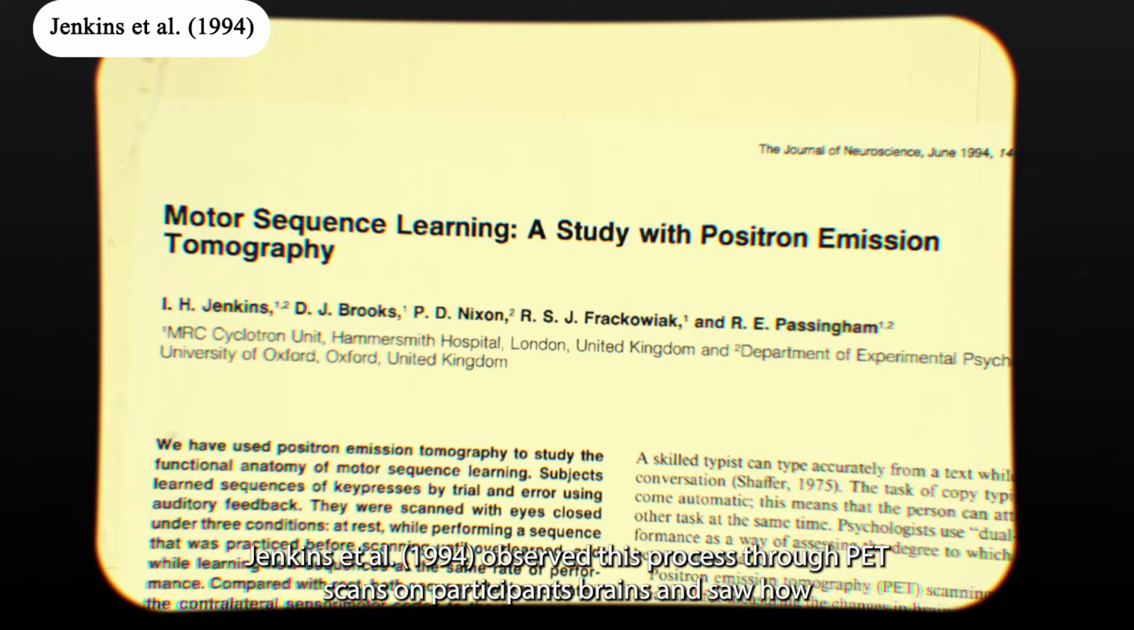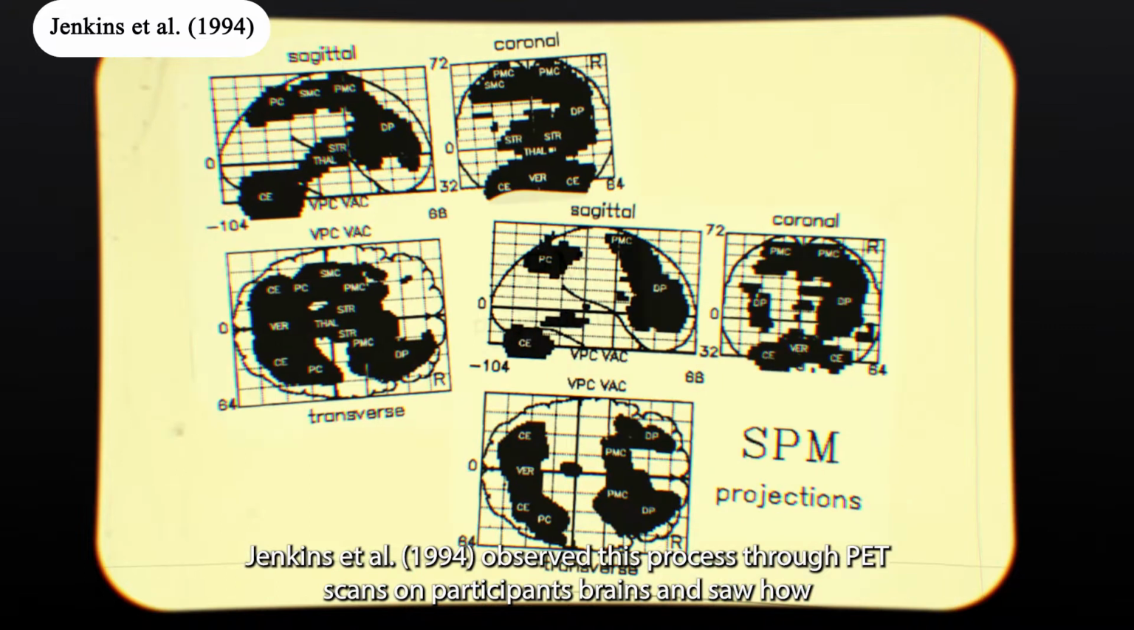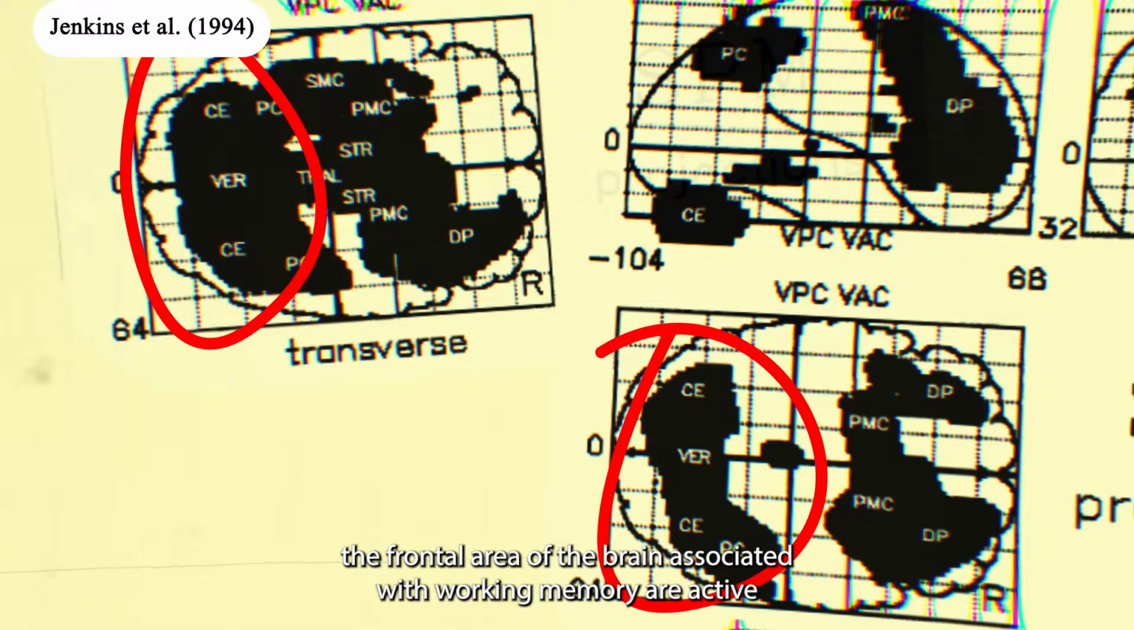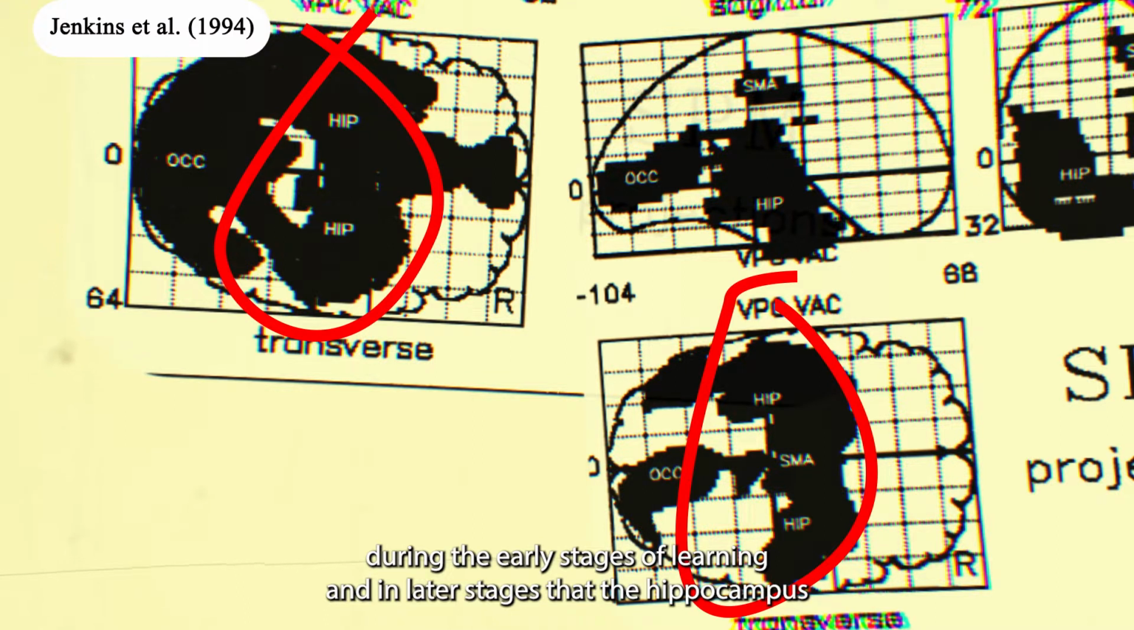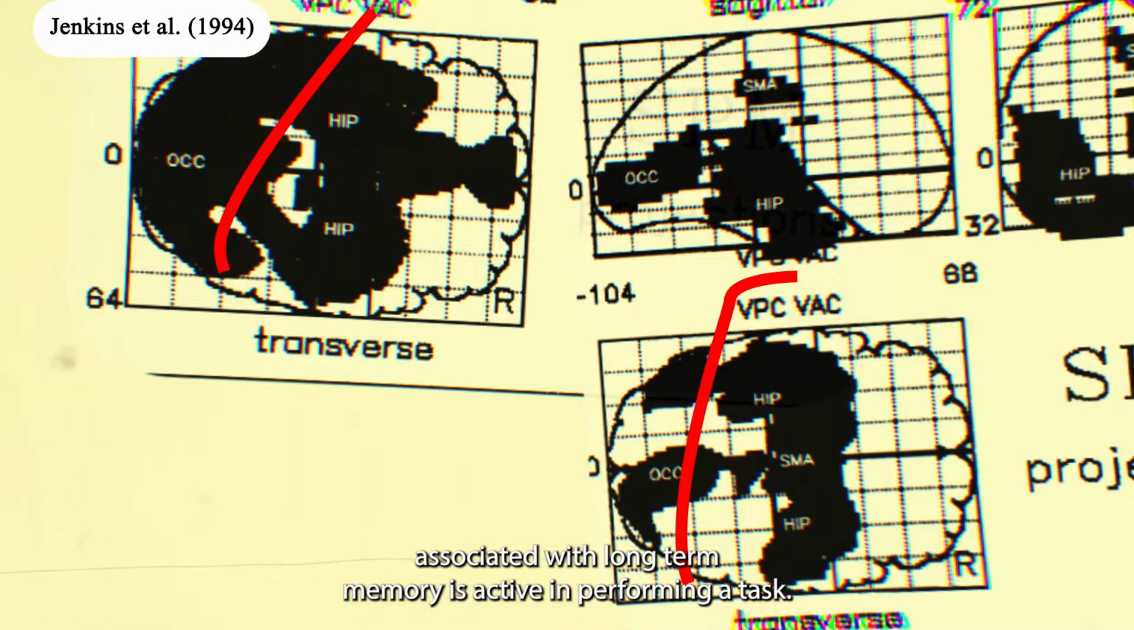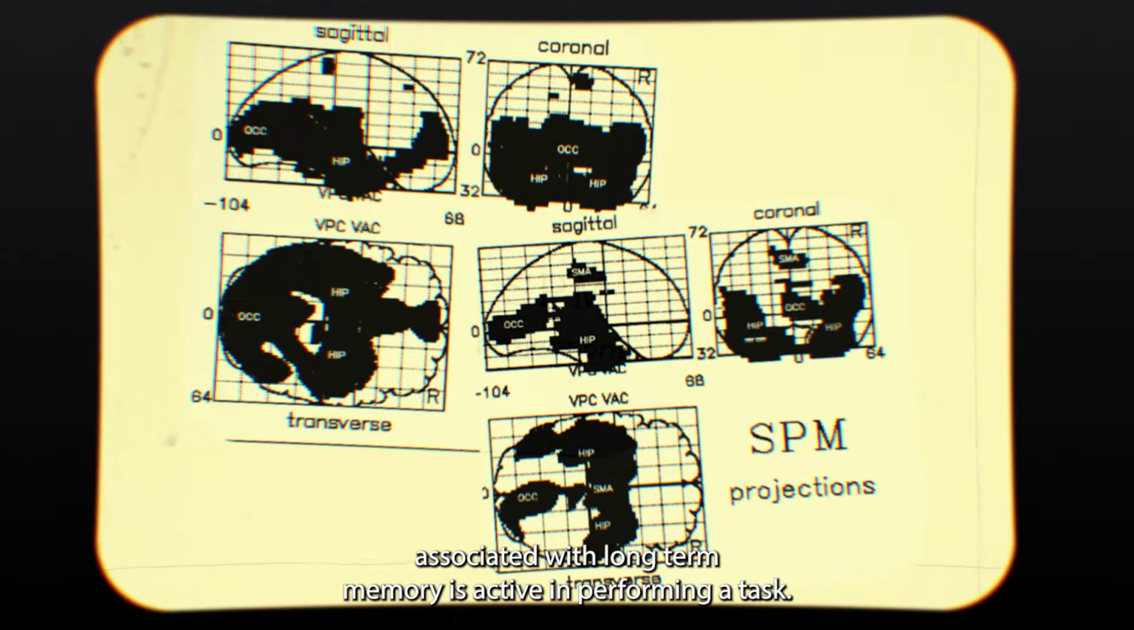Jenkins et al. observed this process through PET scans on participants' brains and saw how the frontal area of the brain, associated with the working memory, is active during the early stages of learning, and in later stages that the hippocampus, associated with long-term memory, is active in performing a task.